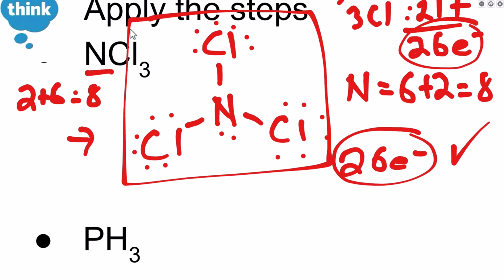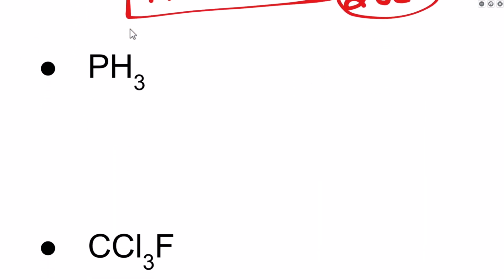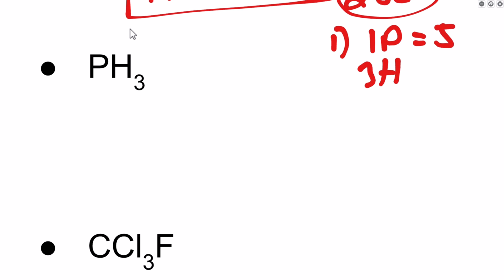Let's continue moving on. We're going to scroll down here. Let's do PH3. Again, we're going to follow the exact same steps that we did in our last Lewis dot structure. First thing here, I have 1 phosphorus and 3 hydrogens. Phosphorus provides me with 5 valence electrons. Again, that's periodic table location based. Each hydrogen is 1, so that's 3. So I have a total of 8 valence electrons to play with here.